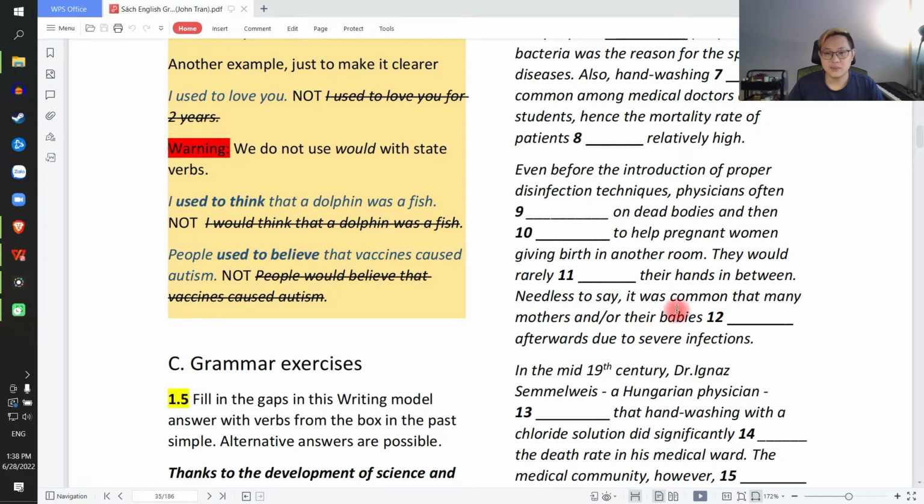Needless to say, it was common that many mothers and or their babies died afterwards due to severe infections. Không cần phải nói cũng biết. Đó là một cái điều rất là thông thường rằng nhiều bà mẹ và hoặc là những đứa con của họ đã chết sau đó do là sự infection, sự nhiễm khuẩn nặng, severe infections.